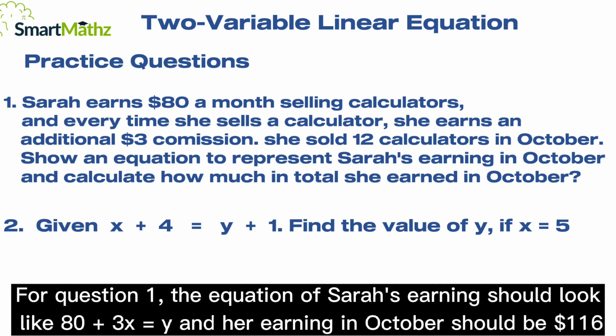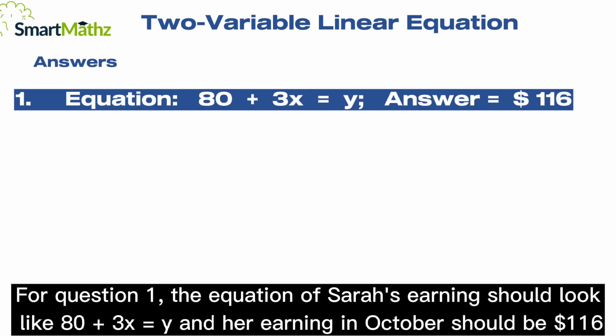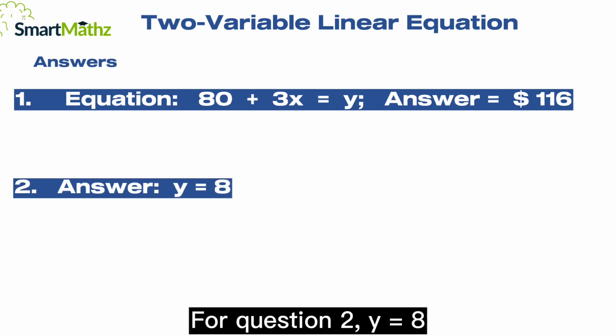For question 1, the equation of Sarah's earning should look like 80 + 3x = y, and her earning in October should be $116. For question 2, y equals 8.